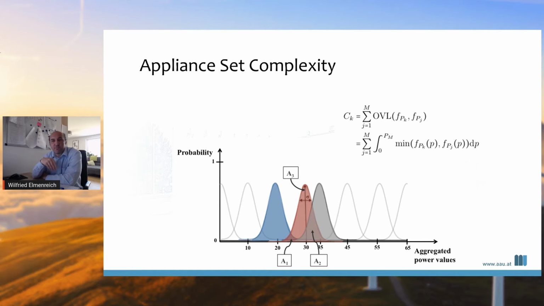difficult to disaggregate. This applies not only to the overall appliance set, but also to the number of appliances that are running at the time. If the appliances that are currently running are easily disaggregated, then even if there is a high number of them, it makes the problem much easier. So it's also very important to look at the comparability of these algorithms and of data sets. We have done some work there.